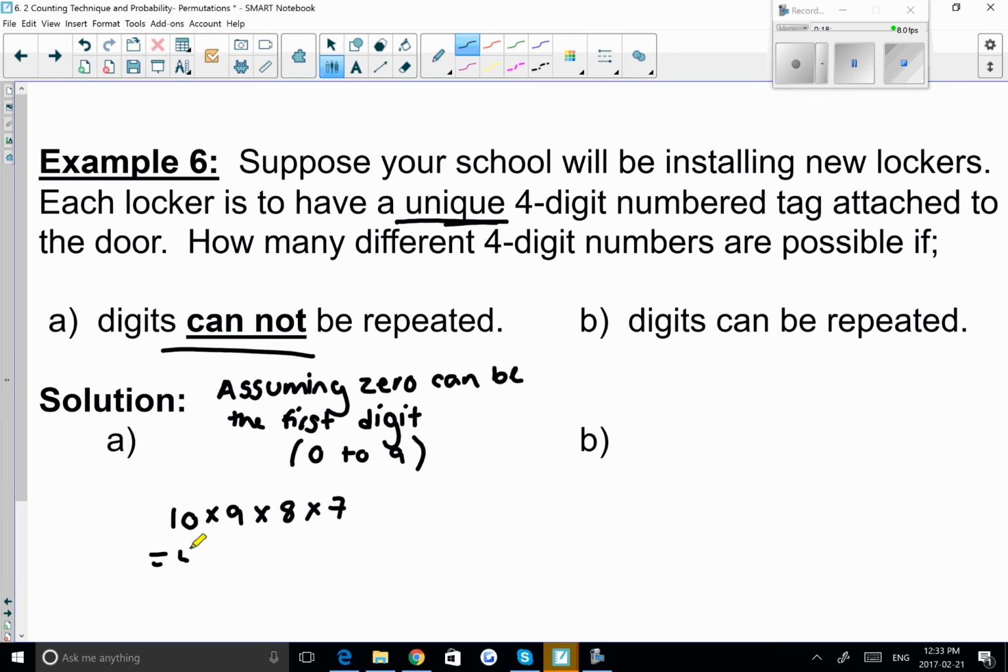So think about it. The first time you select 1, you have 10. The second time you select 1, you have 9. Third time you select 1, you have 8. And fourth time you select 1, you have 7. So that's 5,040 different possibilities because you're selecting 4 numbers.